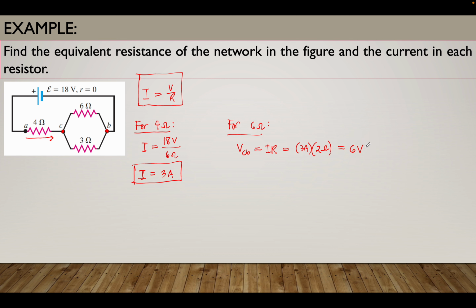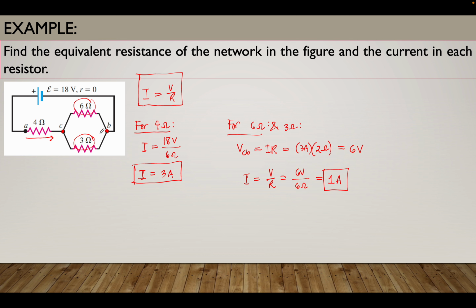Okay. So now, the current in 6 ohms as well as in 3 ohms will now be, we have I is equal to V over R. So we have 6 volts divided by the R now will be the total or the equivalent resistance, which is 6 ohms. So the current is equal to 1 ampere. So this are for these 2 resistor here.